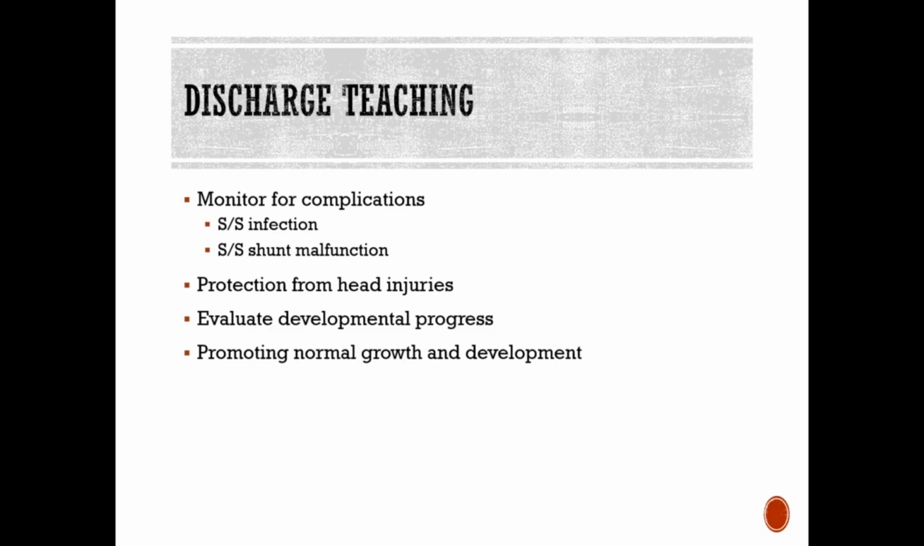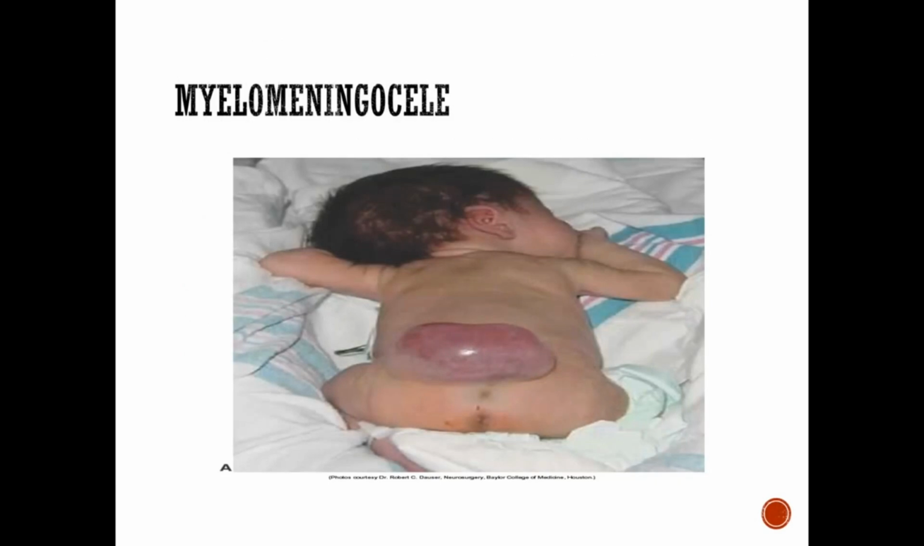So really helping them achieve all of their abilities that they're able to, really to help promote their best growth and development. And I have an image here of a patient with myelomeningocele. This is a neural tube defect, but these patients often have hydrocephalus as well. Okay, so this myelomeningocele is a neural tube defect that occurs early in gestation.